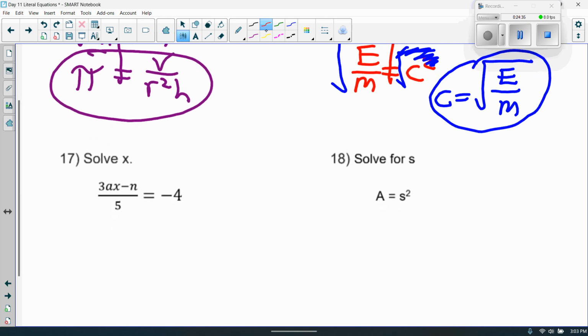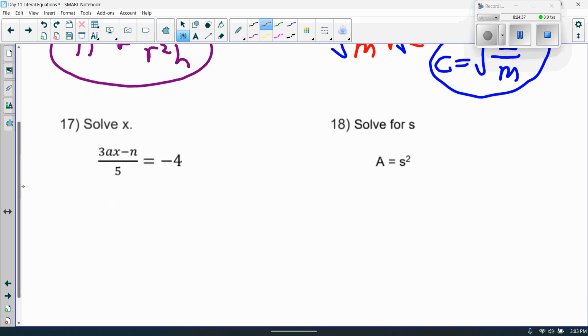Here we go. Solve for x. We got a lot going on on that side. I see a 3, an a, a minus n, and a 5. Like I said, I don't like fractions, so we have to get rid of those first. If you're dividing by 5, let's multiply by 5. You get 3ax minus n equals negative 20.